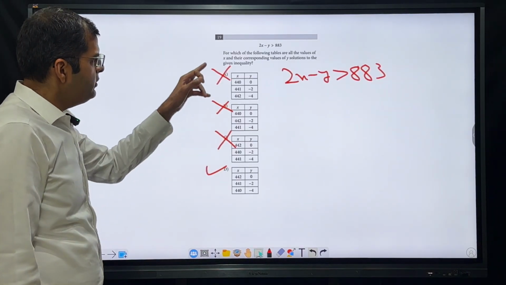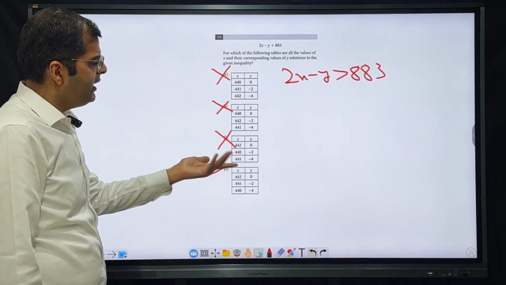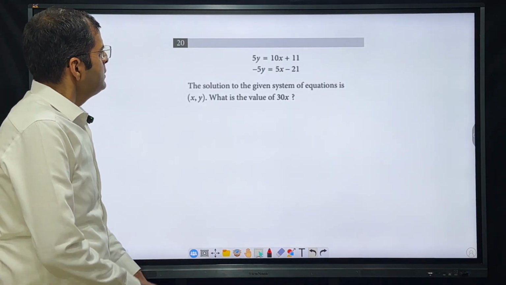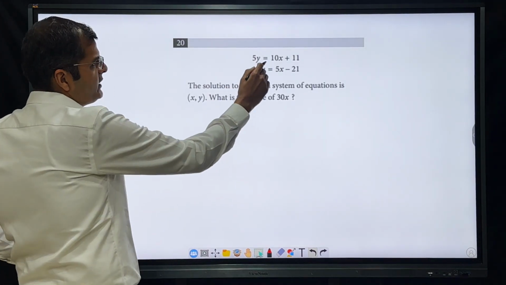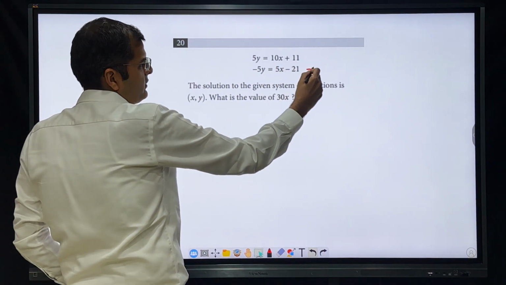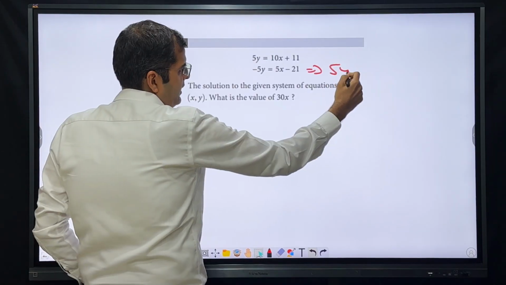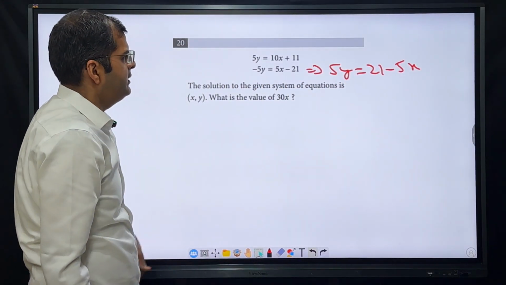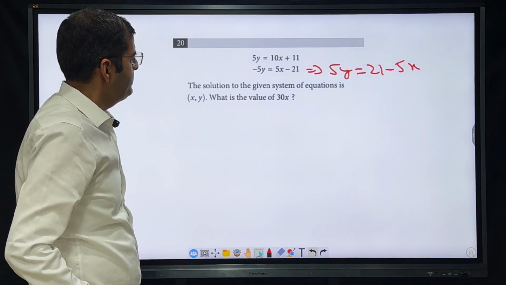But on the exam, as soon as I figure out these three are wrong, I'll just mark D as correct and move ahead. Now this says 5y is equal to 10x plus 11 and minus 5y is 5x minus 21. So quickly, I'll write 5y is equal to 21 minus 5x by multiplying both the sides by minus 1.